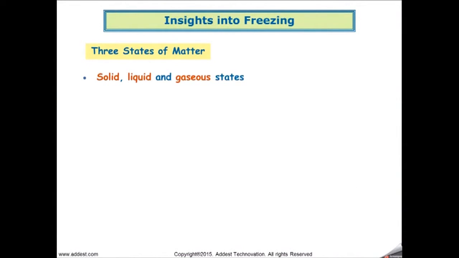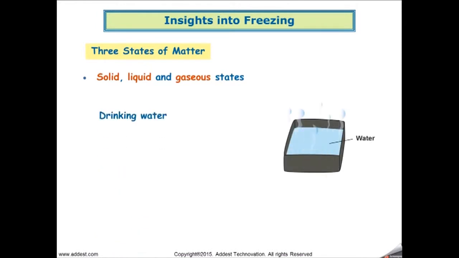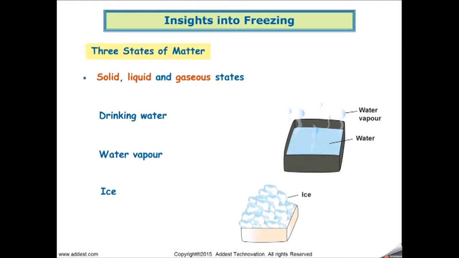A matter can exist in three different states, namely a solid state, a liquid state, or a gaseous state. For example, the water that we drink is in a liquid state. Water vapor is water in a gaseous state. Ice is water in a solid state.